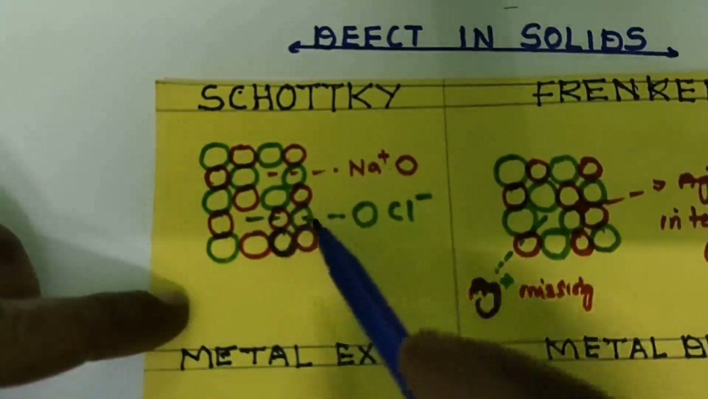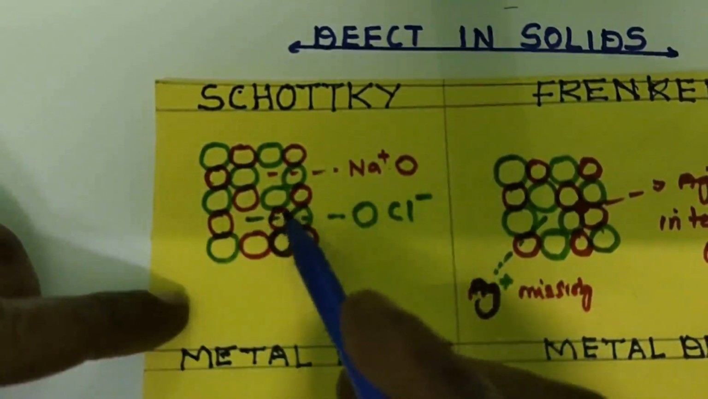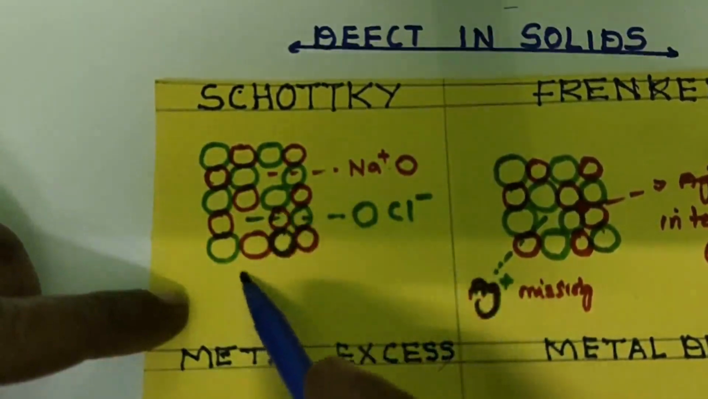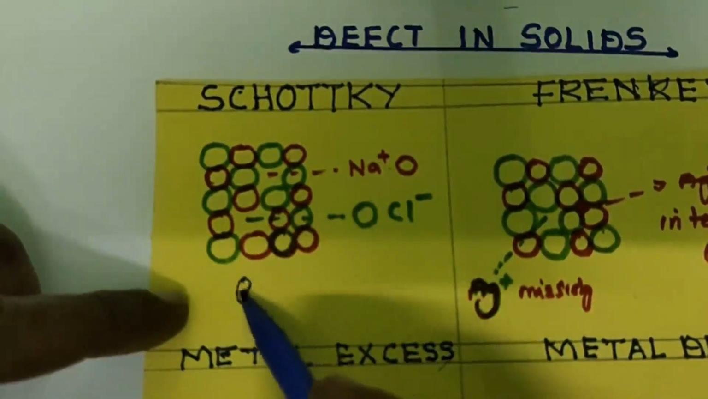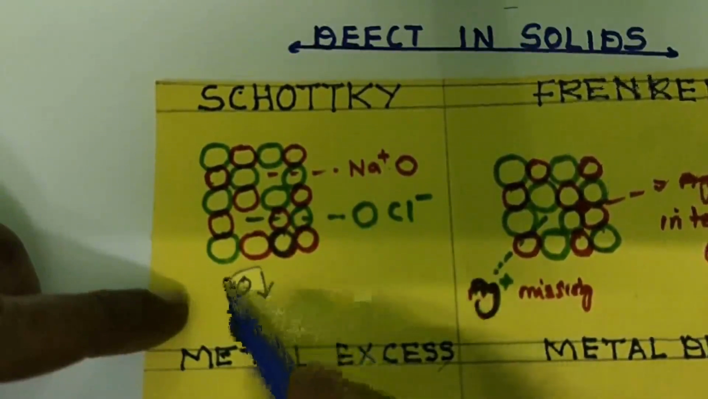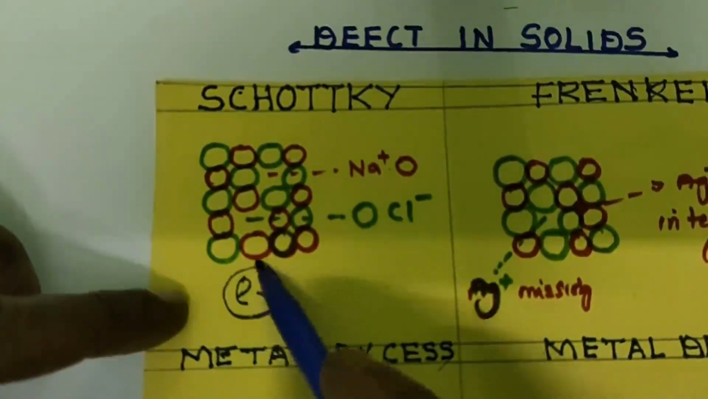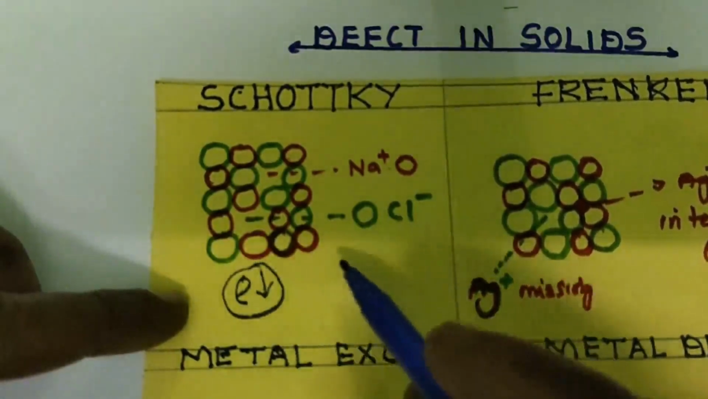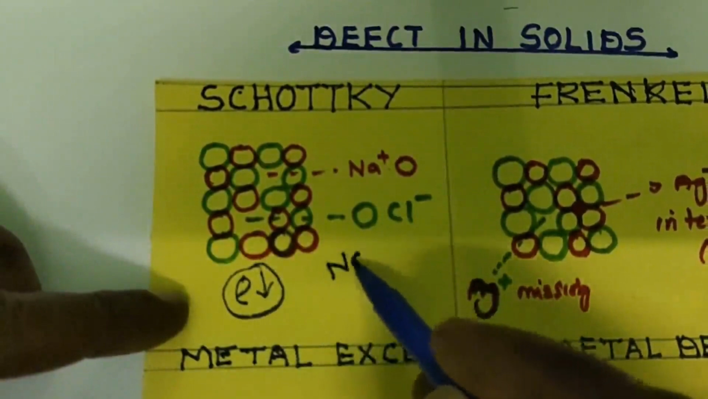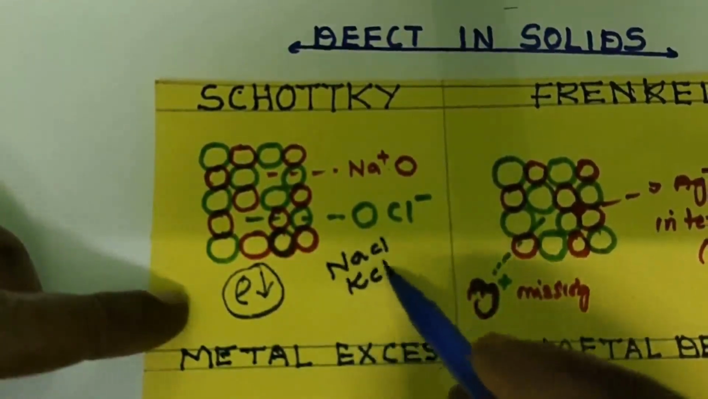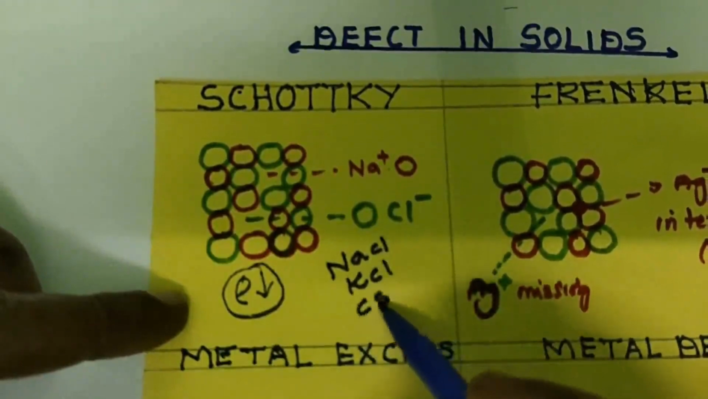Here a very important point is, due to the Schottky defect, the density of the crystal decreases. It's a very important one-word question. In Schottky defect, what about the density? Density decreased. Then the common examples are sodium chloride, potassium chloride, cesium chloride, silver bromide.